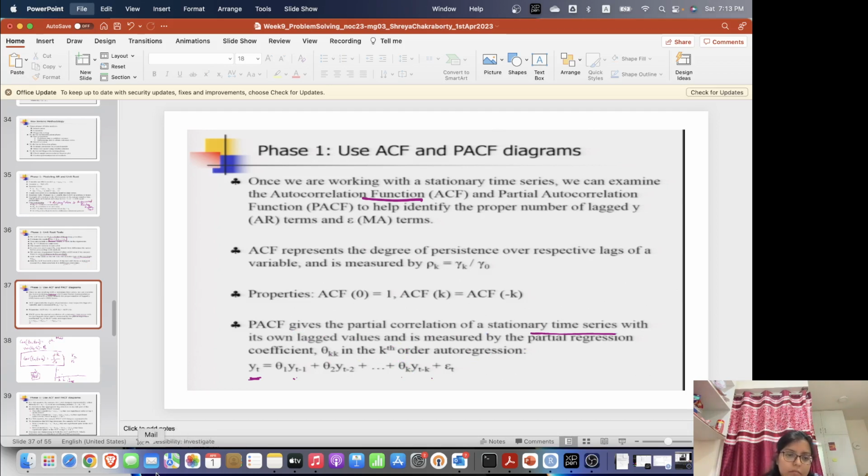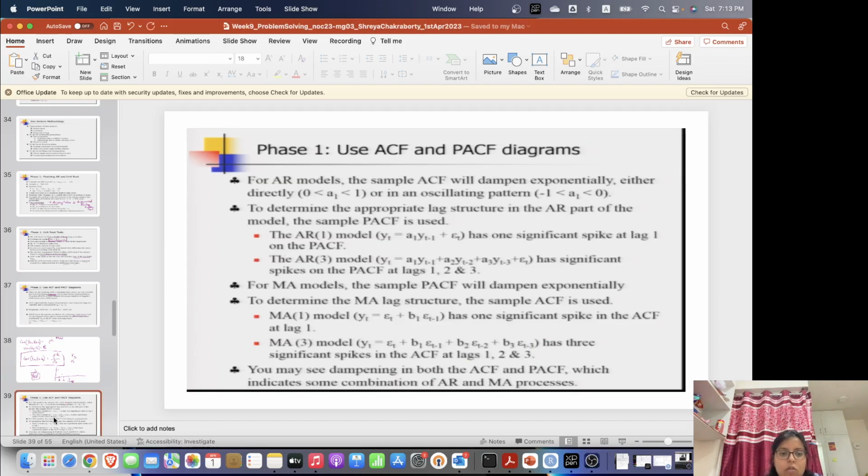Okay, so there are ways from which we can find out whether it's a moving average process or the autoregressive process. For an AR process, the sample ACF will decay exponentially, and the lag will be determined when we have some spikes on the PACF graph.